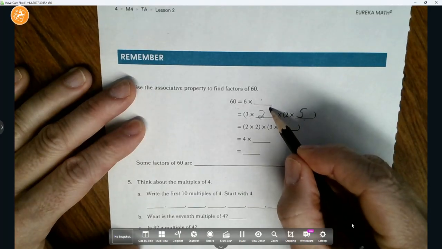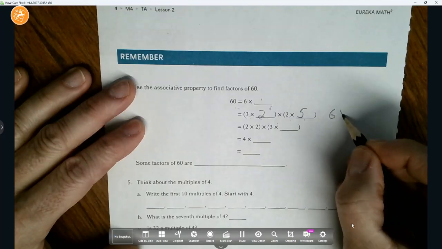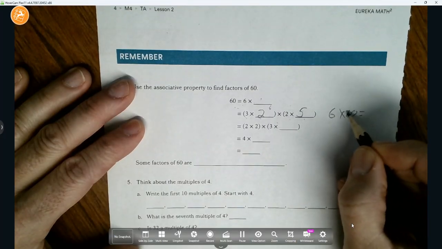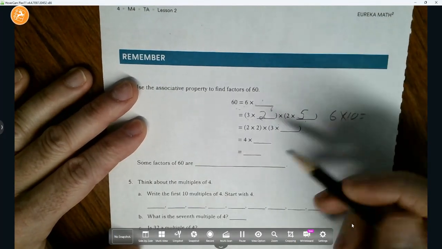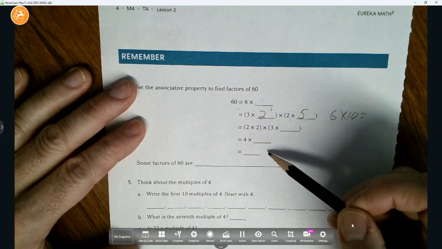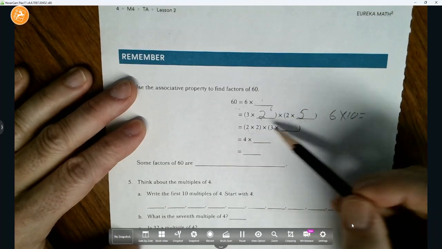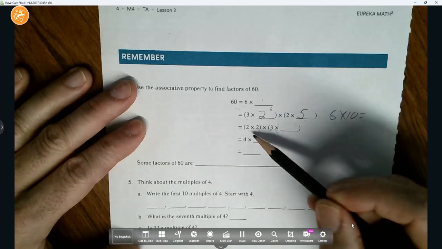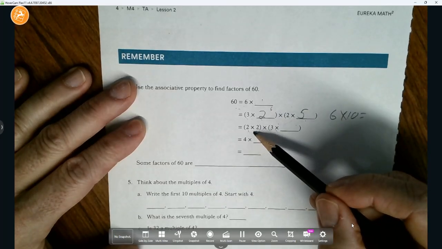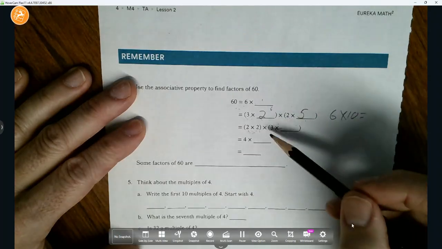So if we have a 6, I know it's hard to see. Oh, we'll go over here. If we have 6 times 10 now, what does that equal? Okay, so down here we have 2 times 2 times 3 times what? So you need to figure out what this equals, and then you got to figure out what you got to put here. Do this one first, and then figure out what you need here to get you to 60 when you multiply it.